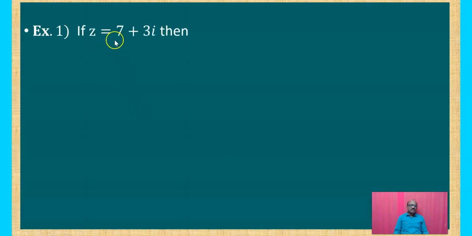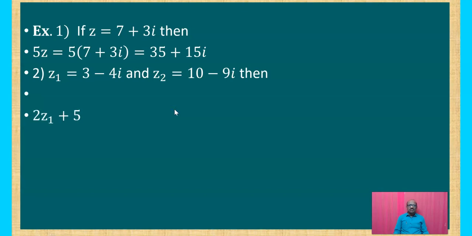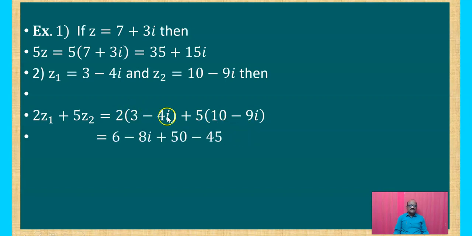Examples. If z = 7 + 3i, then 5z = 5(7 + 3i), their multiplication, 35 + 15i. Next example. z1 = 3 - 4i and z2 = 10 - 9i. Then 2z1 + 5z2 = 2(3 - 4i) + 5(10 - 9i). That is 6 - 8i + 50 - 45i. 2z1 + 5z2 is equal to their addition. 6 + 50 = 56, and -8 - 45 = -53i.